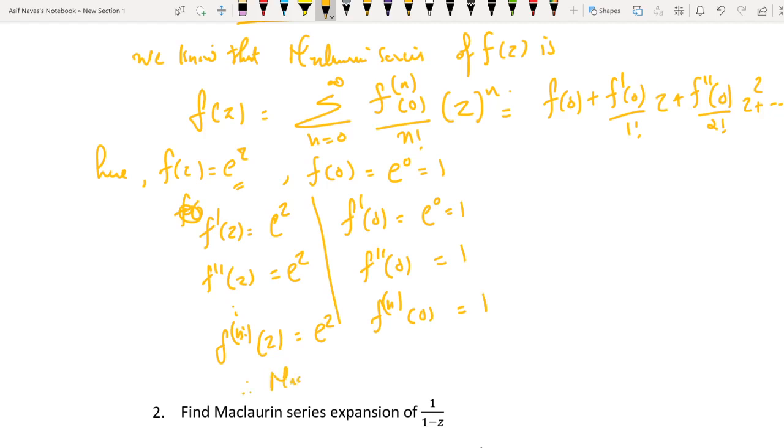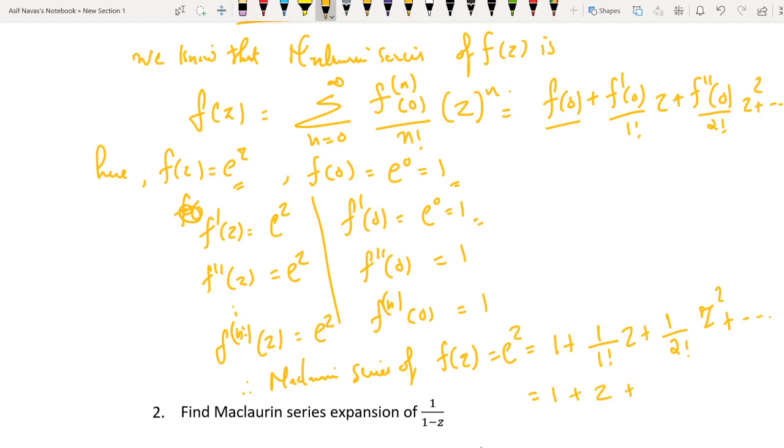Therefore, the Maclaurin series of f of z equal to e raised to z is, replacing f of 0 by this, 1 plus f dash of 0 which is 1 by 1 factorial z plus f double dash of 0 which is 1 by 2 factorial z square plus etc. So this is 1 plus z plus z square by 2 factorial plus etc. This is the Maclaurin series of e raised to z.